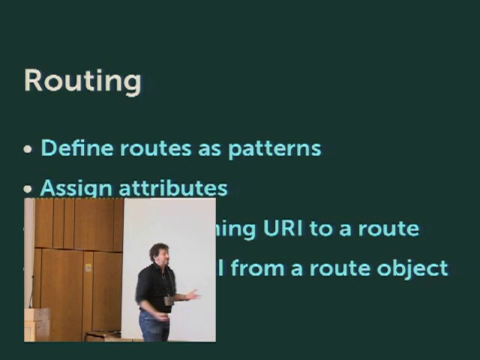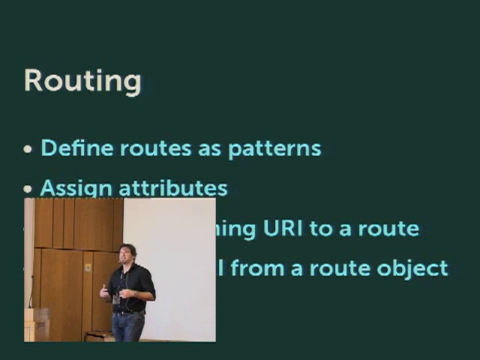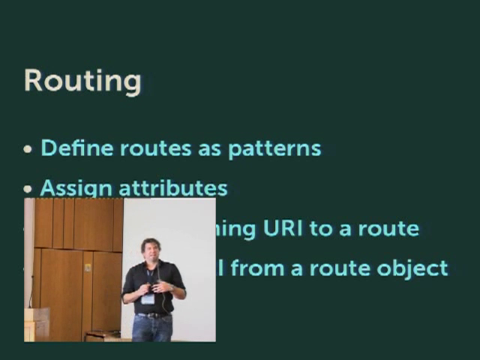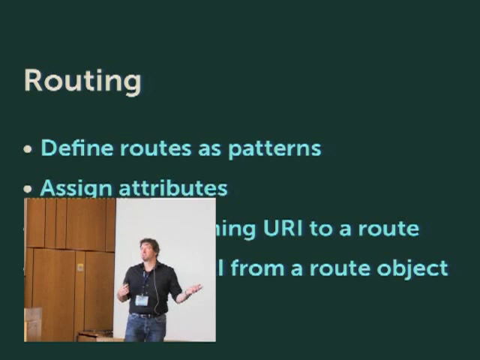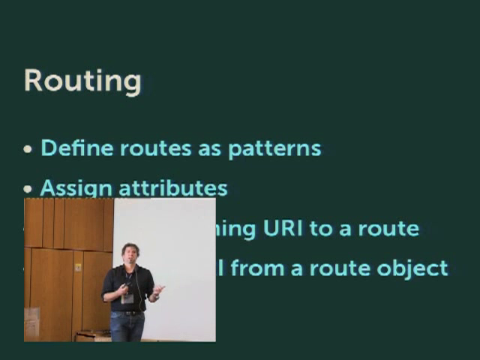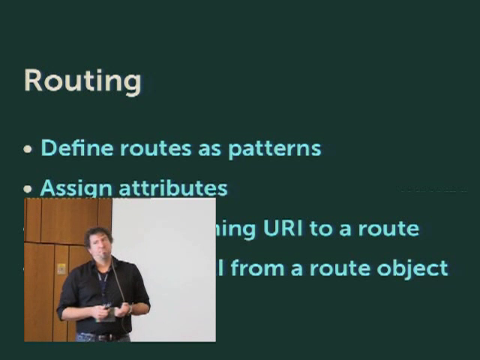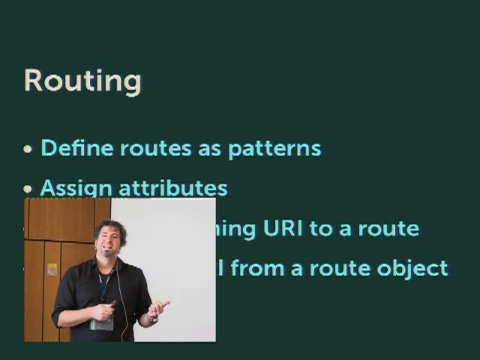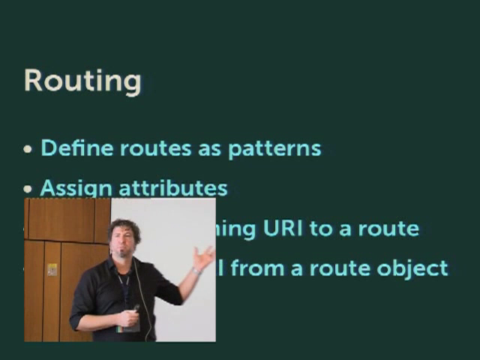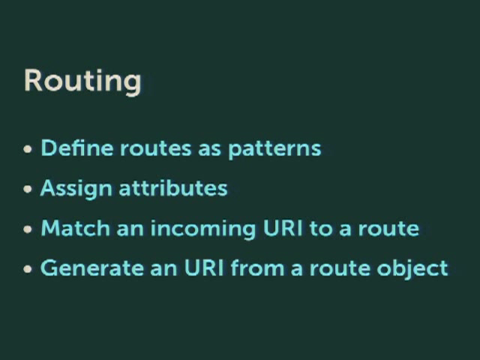And what does the routing component do? It defines routes as patterns that can be matched against a request. I can assign attributes arbitrarily to a route. So if a route is matched, then my controller can pull those attributes out of that route. And I have a matcher that matches an incoming URI to that route. In fact, the Symfony routing component can match against a lot more than just the URL pattern. You can match against other request attributes as well. But the request pattern is probably the most common way to match a route. And you can generate a URI from a route object.